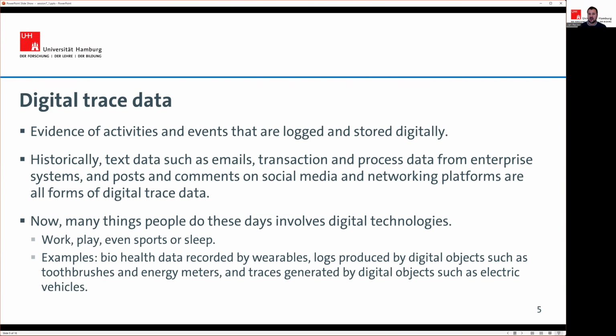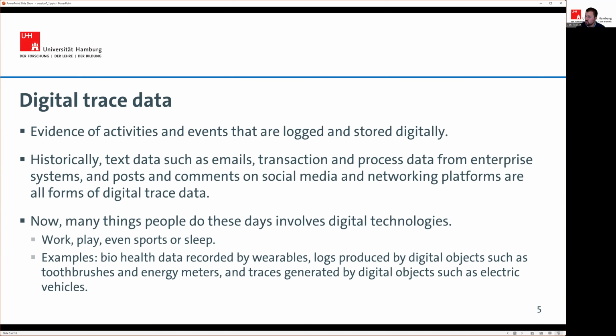Digital trace data are evidence of activities and events that are logged and stored digitally. So this broad definition encompasses everything that we leave a trace of on digital platforms in the online world. Activities could be things that I click, activities that I make, decisions that I do, anything online, and events are, of course, anything that occurs online, like a notification, an email that comes in, a push notification that I receive on my phone. Anything that occurs and is logged and stored digitally is a digital trace, and the set of digital traces is digital trace data.